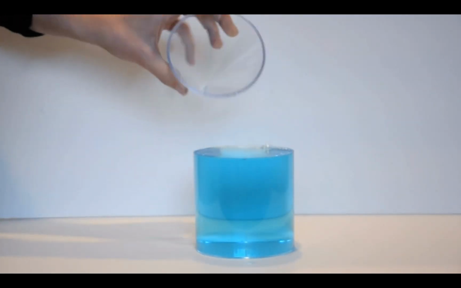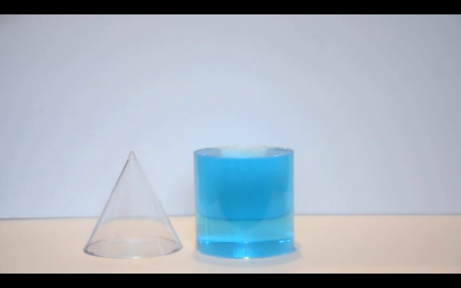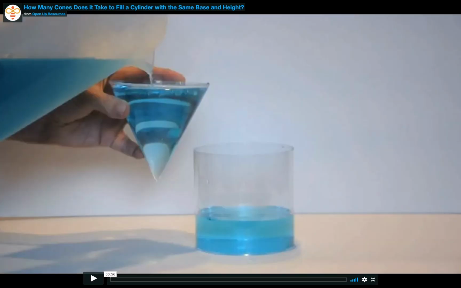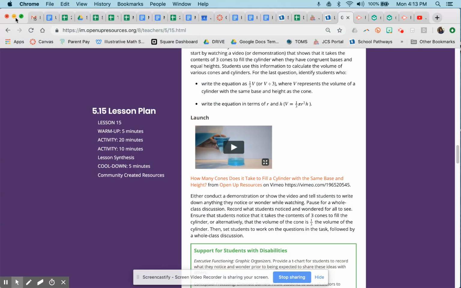So basically what they showed you is that to fill up the cylinder with the same exact diameter and the same exact height as that cone, it takes 3 volumes of the cone. So if you have the volume of a cone, you multiply it by 3, you're going to have the volume of that cylinder. Or the other way around, if you have the volume of the cylinder, you can divide by 3 or multiply by 1/3 and get the volume of the cone. Now do keep in mind they have to be the same exact height and they have to have the same exact diameter. So let's go ahead and take a look at our lesson now.